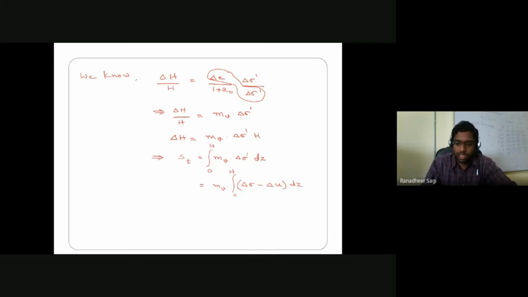So let me start further expanding this. I'll have mv, and what is this delta sigma? Delta sigma is nothing but the increment in stress you have applied on the soil sample, which is causing the consolidation. It's a constant stress. So I can say it is a constant stress.